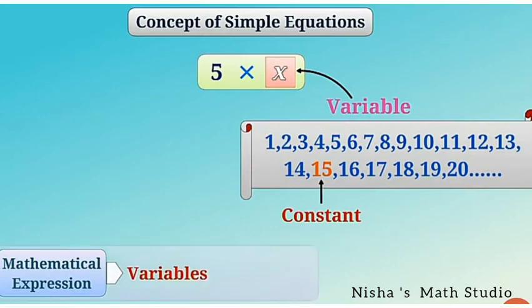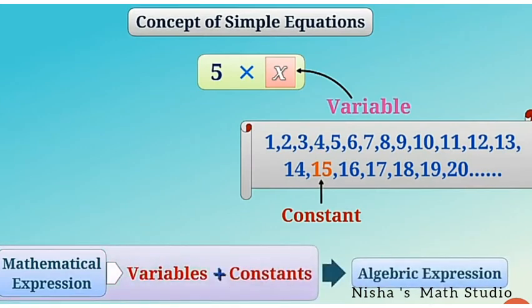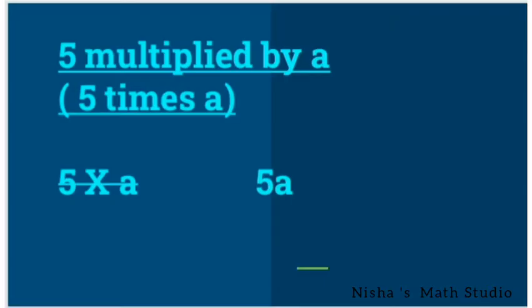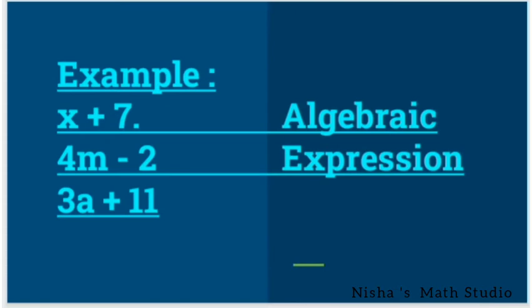And mathematical expression which contains variable and constant are called algebraic expression. In an expression, variable can take any value. But please remember, when we write an expression for multiplication, that is 5 multiplied by a or 5 times a, we usually don't put the multiplication sign. We write it simply as 5a, which means 5 multiplied by a. Here are some examples for algebraic expressions: x plus 7, 4m minus 2, 3a plus 11, etc.